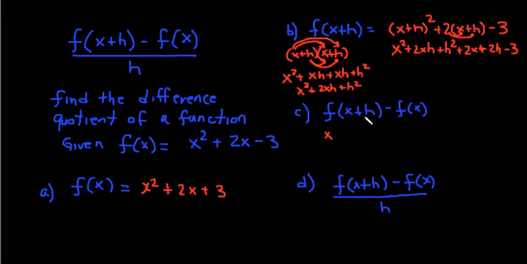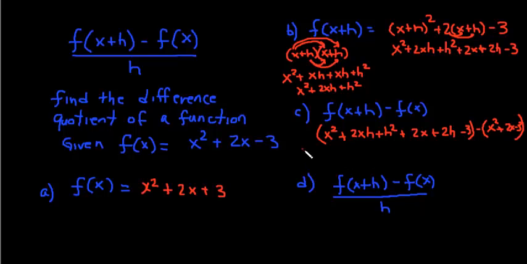and we have f of x plus h minus f of x, so this will be x squared plus 2xh plus h squared plus 2x plus 2h minus 3. Put this in parentheses here. And this is going to be minus, it's a little close here, x squared plus 2x minus 3. I hope everybody can understand that.